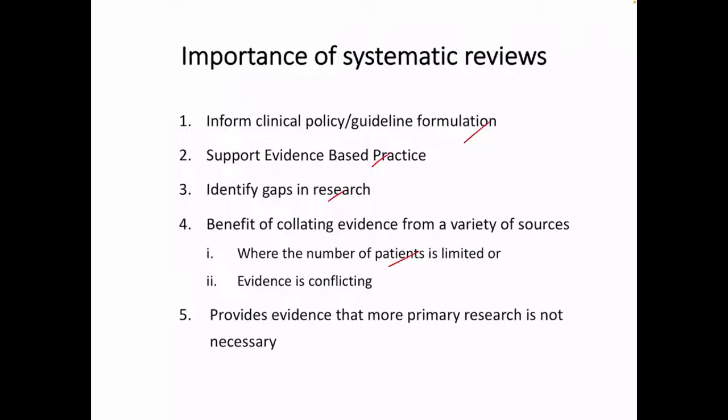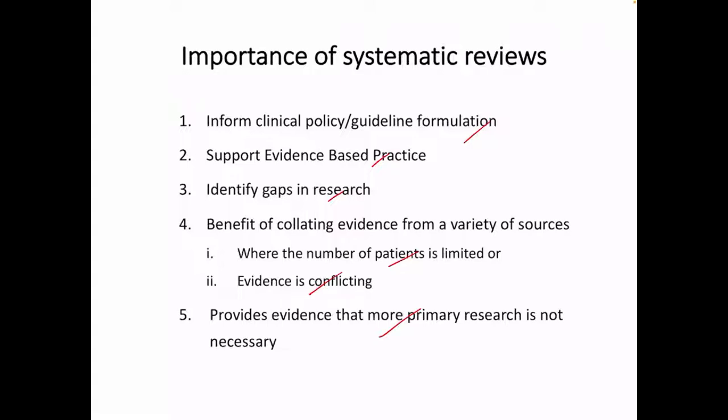And especially so if there are many studies which are conflicting in their results. So the systematic review helps you to find a path, whether it is positive or negative. And it provides evidence of where you end the primary research, what is the time when no further primary research is required.